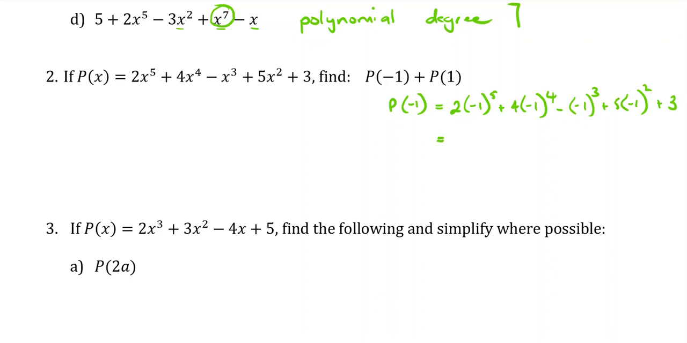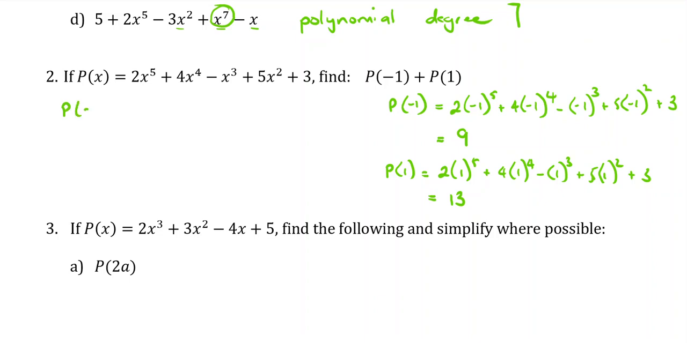Carefully type that into your calculator if you're not doing it in your head. Be extra careful with all those minus signs floating around, but you should get an answer of 9. Then let's do the same to find out what p of 1 is. So subbing 1 in, 2 lots of 1 to the 5, plus 4 lots of 1 to the 4, minus 1 cubed, plus 5 lots of 1 squared, plus 3. And that one equals 13.